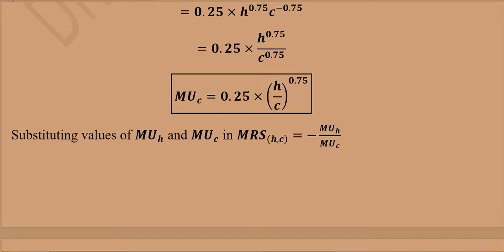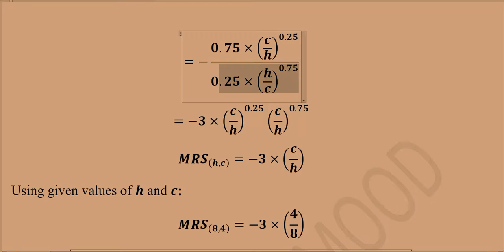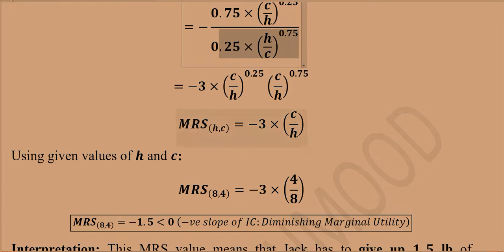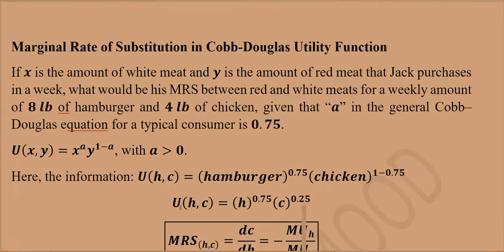Now the formula is to be used, where we are going to substitute both of these values, that is marginal utility with respect to h and then with respect to c. So in the next step you can see the substitution. This is MUH and this is the value of MUC. The simplification process will take place, and we will use simple algebra and adjustments to make it look a coherent result, and this is the coherent result, minus 3 into c over h. Now we have the values of h and c as we were given in the statement of this question. We can come to it.